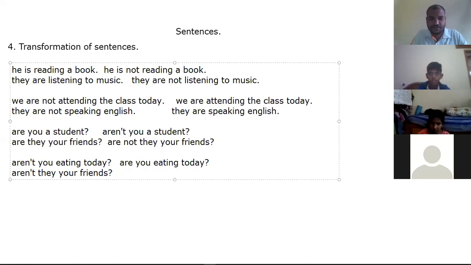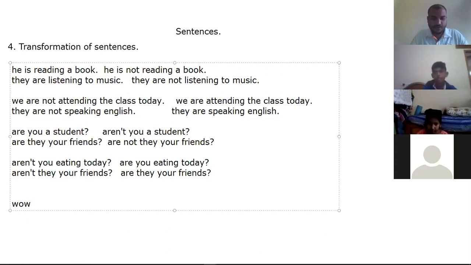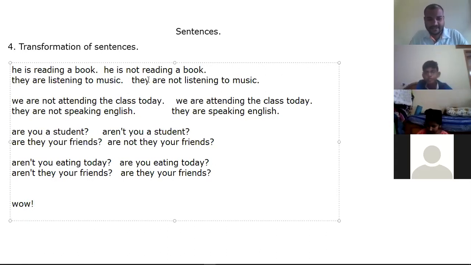Change it to positive. Aren't they your friends? Very good. They are your friends. Are they your friends? Right. Exclamatory. So whatever exclamatory marks you are able to identify, those are all exclamatory sentences.